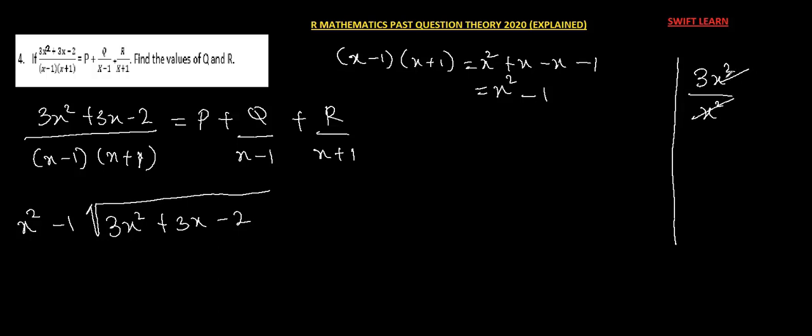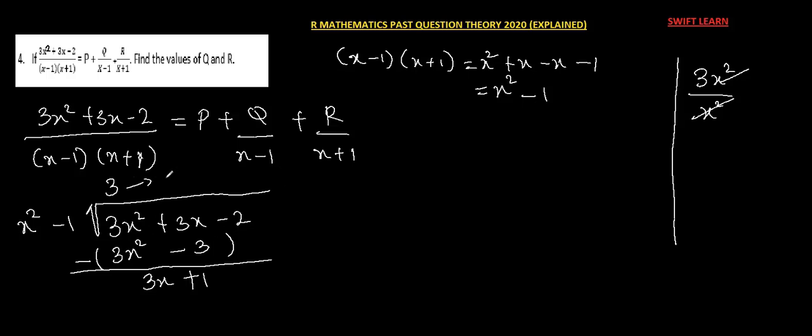This cancels this. So what do you have? You have 3, right? 3 times this is 3x squared. This is how you solve it. 3 times minus 1 is what? Minus 3. So you subtract them the way you do long division in junior or primary school. So 3x squared minus 3x squared is 0. You don't have to put that there. Plus 3x, it has no family here, so you just write it down there. 3x. Minus 2 plus 3 is plus 1, right?